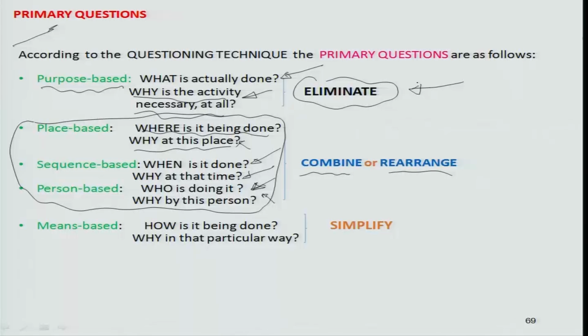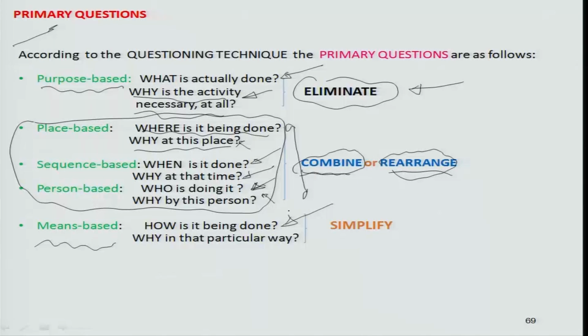So, some of the activities are eliminated which are not necessary, and some of the activities which are necessary and have to be a part of the system can be combined and rearranged by these set of questions. And then finally, we talk about the means by which this activity is being carried out, where we again address a basic primary question: how is the activity being carried out?